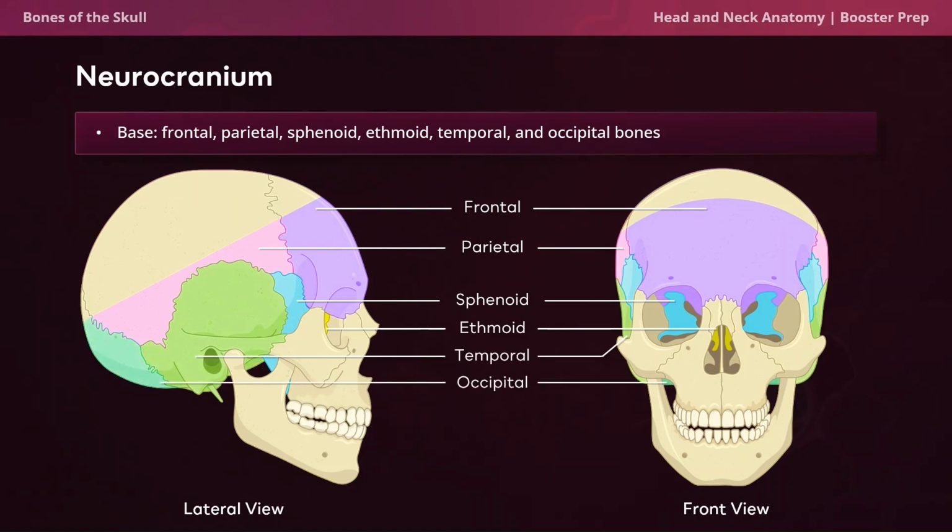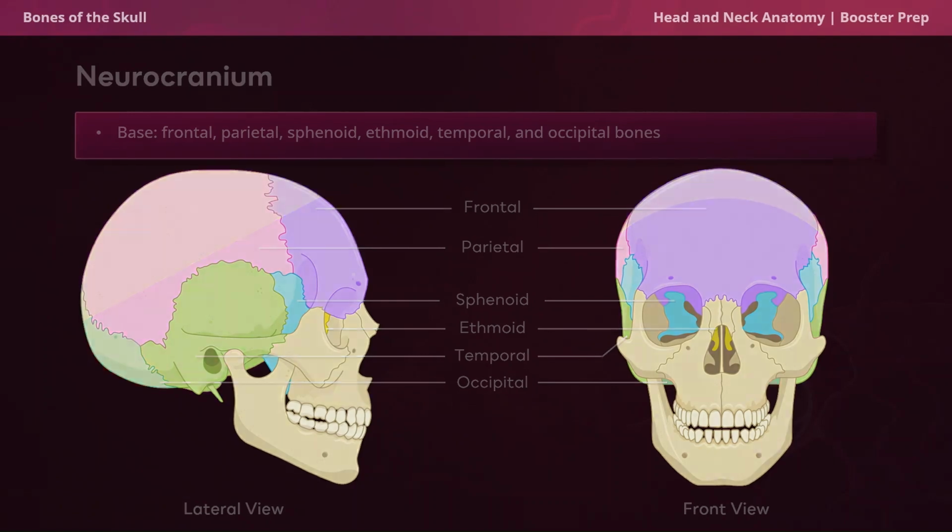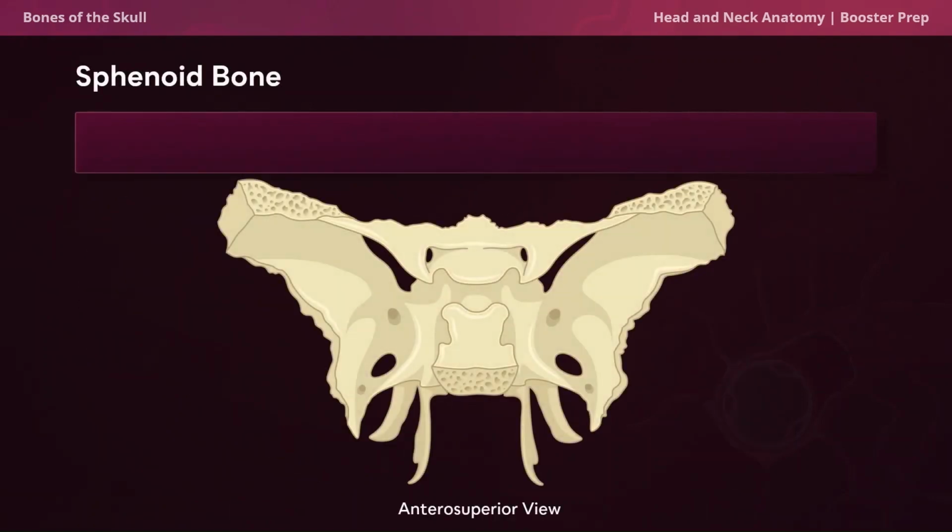Before we move on, let's discuss a little bit more about the sphenoid bone. Why? Because it's hard to pronounce and they hate me.